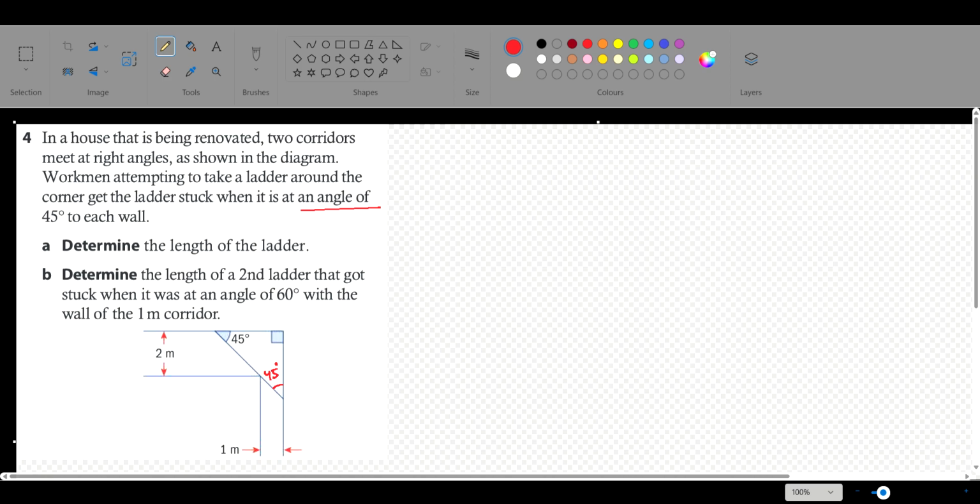It makes an angle of 45 degree to each wall. So they are talking about both walls. It means that here also it is 45 degree. Get stuck when it is making angle 45 degree to each wall. By default this is also 45 degree, because this is 90 and this is 45, so this will be also 45. So that is wall 1 and wall 2. Determine the length of the ladder. We need this length of the ladder.